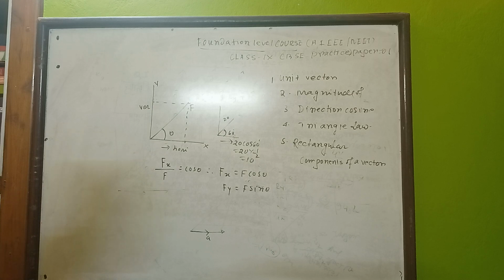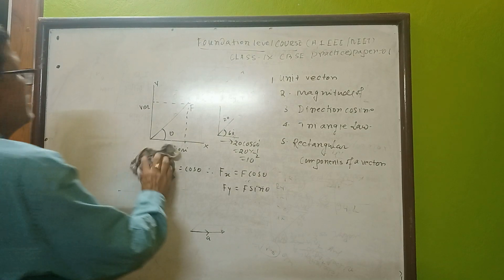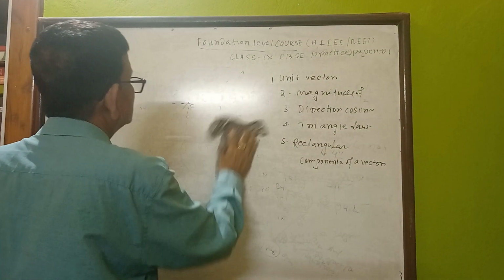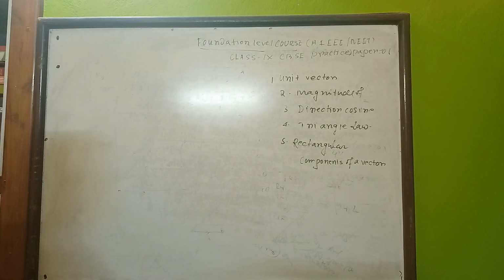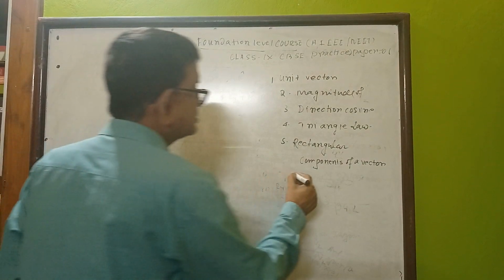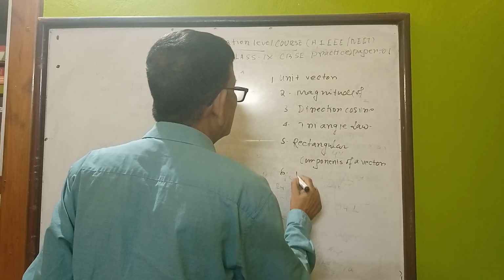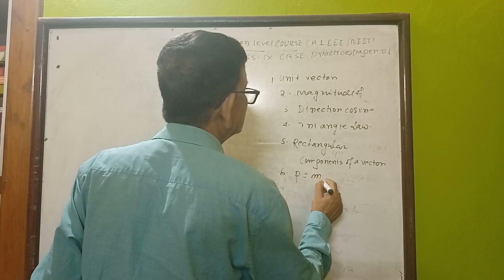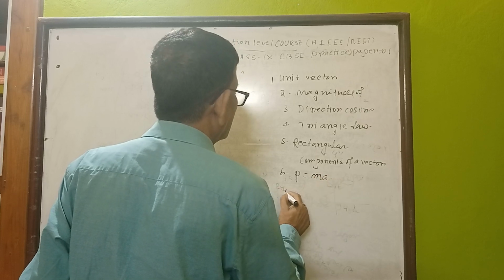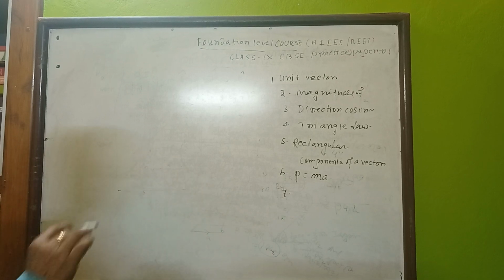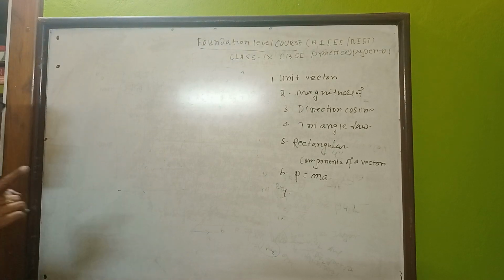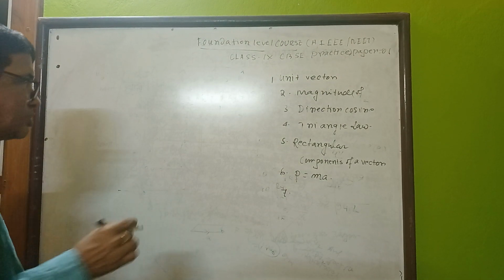Next coming momentum. Suppose a particle, whenever force is there, then we get F equal to ma. Next, the second law. What is the second law? Rate of change of momentum is directly proportional to force.